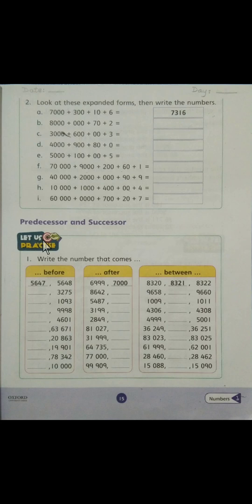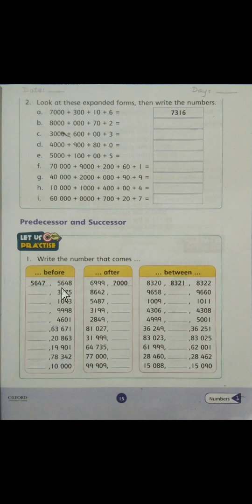So class, the next exercise is predecessor and successor. Look at question number 1. Write the number that comes. So class, in this exercise you have to write the number that comes before the given number, that comes after the given number, and that comes between the given numbers. Okay, look at the first column, it is the before number column. You have to write the number that comes before the given numbers. As the first one has been done for you, look at example 1, 5648.